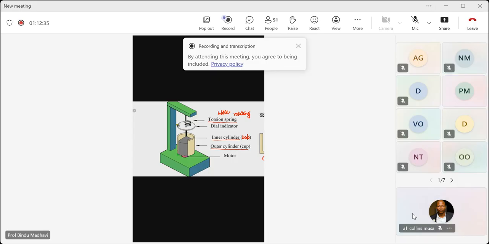So that is the construction of this cup and bob viscometer. It is going to have a motor which will allow the bob to rotate. Cup is stationary, bob will be rotating. The cup is going to be a stationary part in the viscometer, and bob will be rotating.